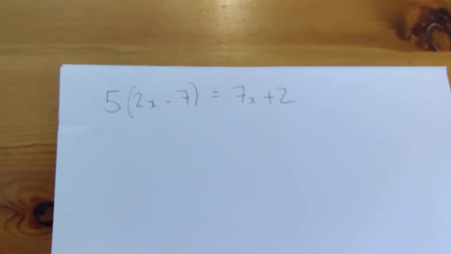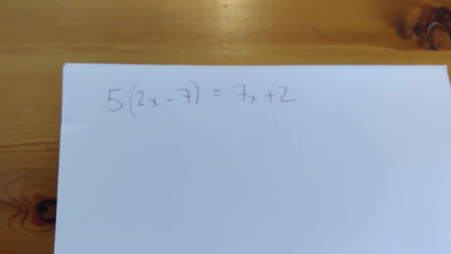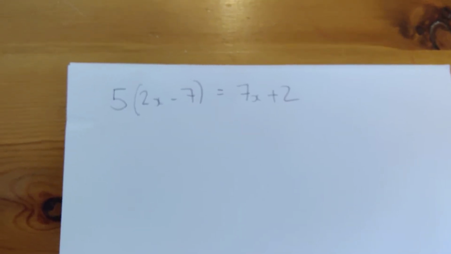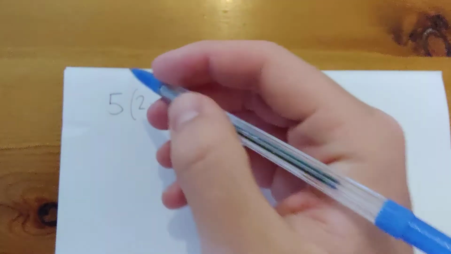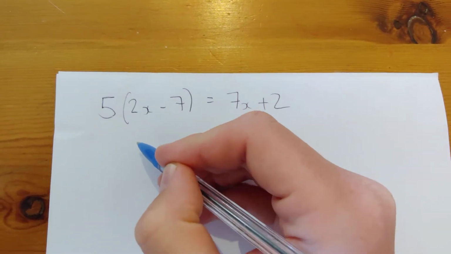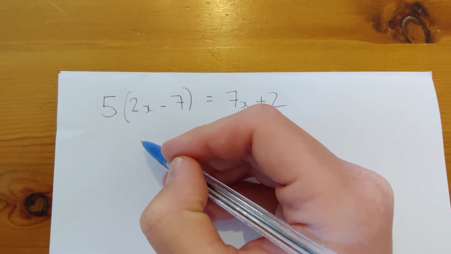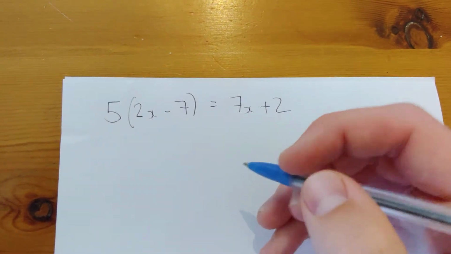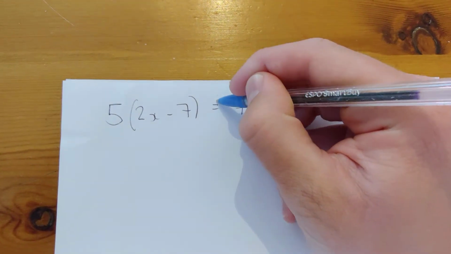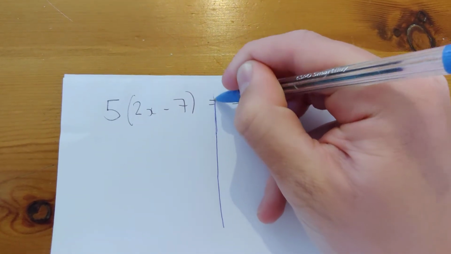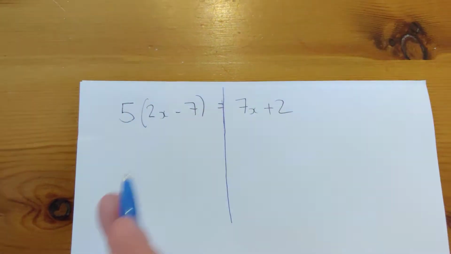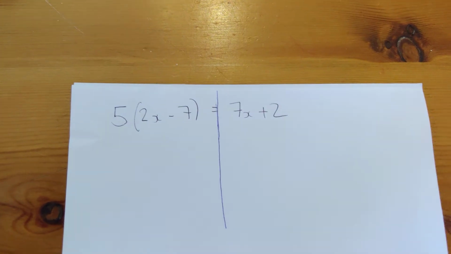Now here's an equation, 5 brackets 2x minus 7 equals 7x minus 2. Just like with any equation you're asked to solve, what you need to do is get the x on its own, make it x equals, or whatever that letter might be. A lot of you like to draw a line down the equals to show yourselves two different sides of the equation, the left-hand side and the right-hand side.